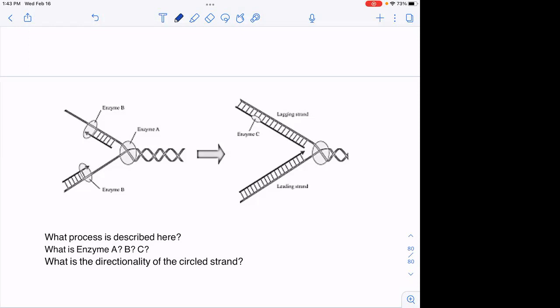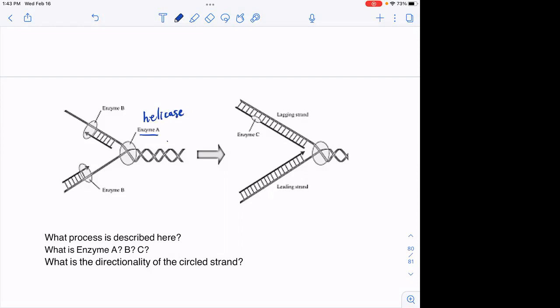Okay. Replication, right? We got double-stranded DNA and it's being copied. Okay, then I could ask you, well, what are these different enzymes? So enzyme A, okay, that looks like it's unzipping the 2 strands. That's helicase.